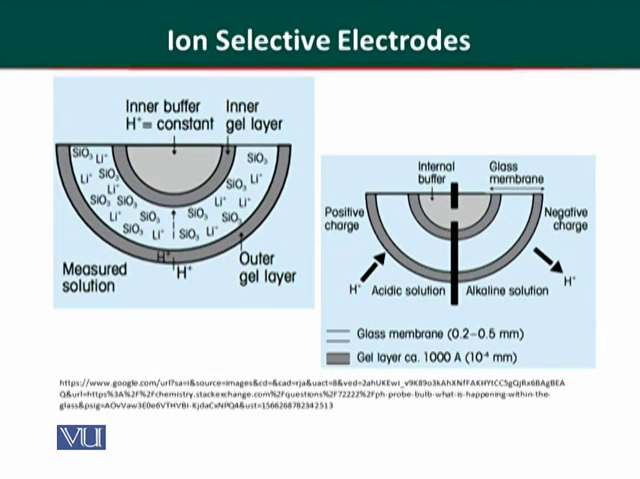When we dip this glass electrode into an acidic solution, the protons replace the sodium, potassium, lithium, and calcium ions which are positively charged, and therefore a potential difference is created, and this potential difference is determined by the electrode. That is how the glass electrode is sensitive to protons.